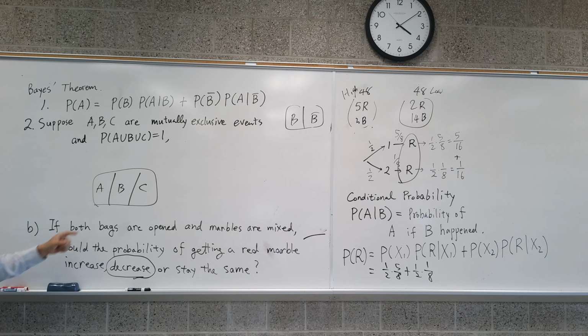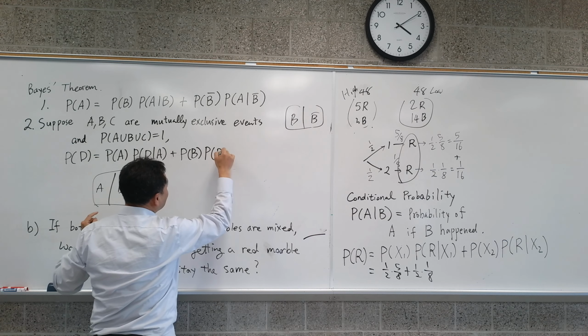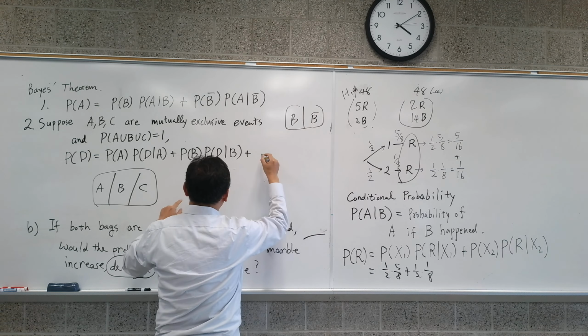But what if it's divided into 3 cases? In that case, the probability of a fourth event D is going to be the probability that A happens times the probability that D happens when A happens, plus the probability of B times the probability of D happening when B happened, plus the probability of C and then the probability of D happening when C happens. Is that okay? Yeah.